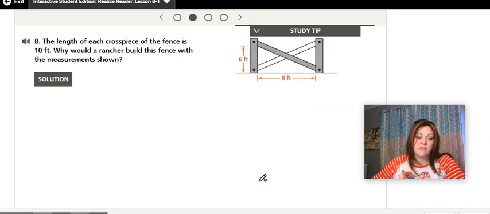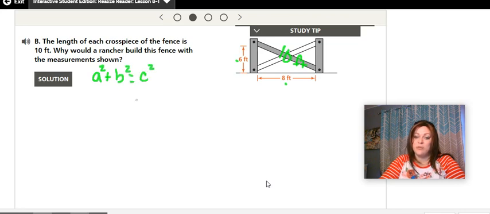The length of a cross piece of a fence is 10 feet. Why would a rancher use that? So if they knew that this diagonal right here is 10 feet, why would he make this 8 and 6? Something you might want to know is there are some common Pythagorean numbers, called Pythagorean triples, where they're all whole numbers. They're not zero, they're all whole numbers. The most famous is a 3, 4, 5 triangle. So that means A and B are 3 and 4. The hypotenuse is C, which is 5.